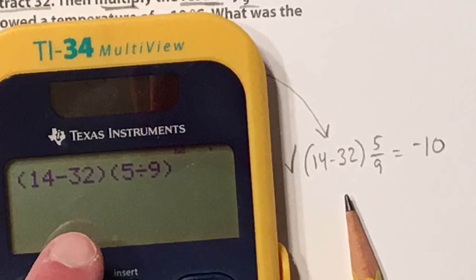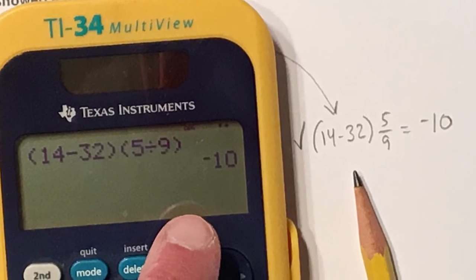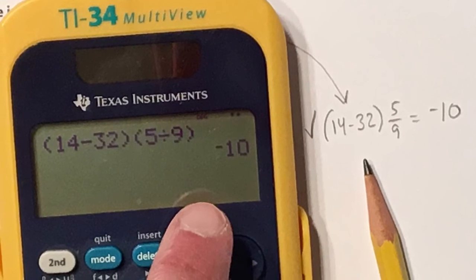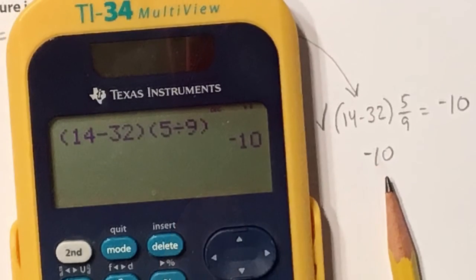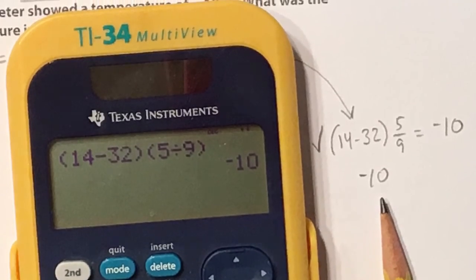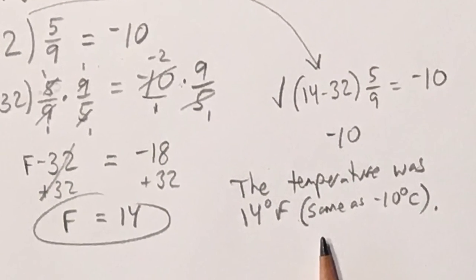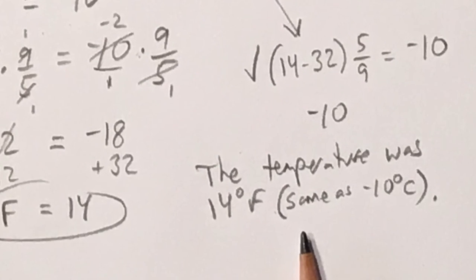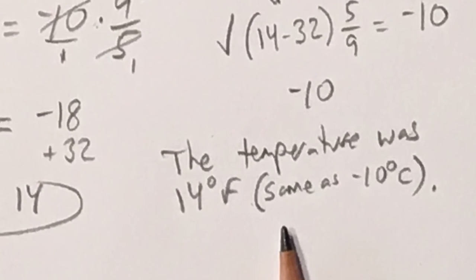14 minus 32 in parentheses, times 5 divided by 9. And the result will be negative 10. So both sides equal negative 10. So we know that the Fahrenheit would be 14. It makes both sides equal. So we just found out that when it's negative 10 degrees Celsius, it's also 14 degrees Fahrenheit.